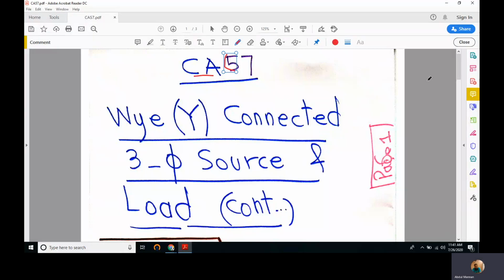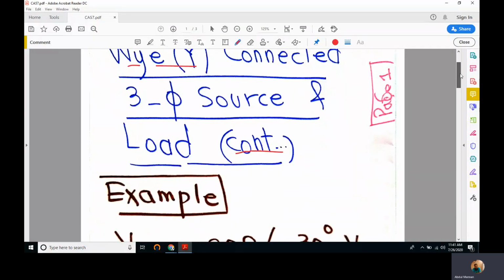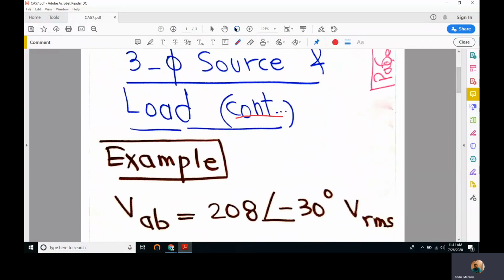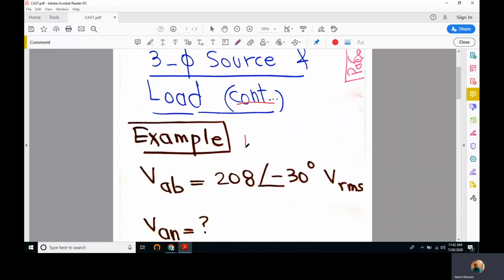And in this lecture, we are going to study Y-connected three-phase source or load. We have been studying this three-phase Y-connected source and load for the last one or two lectures. In this lecture, we will solve an example where we are given a line voltage. This is a line voltage that we are given, VAB.